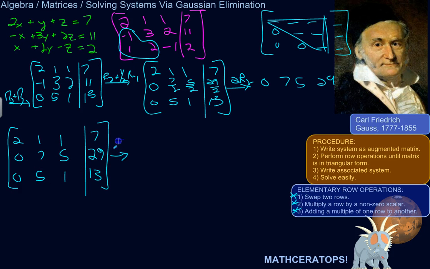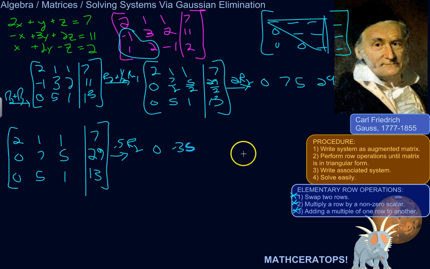So negative 5, row 2. I'm multiplying that row by negative 5. So 0 times negative 5 is 0. See how once these are 0, they just don't change. Negative 5 times 7 is negative 35.